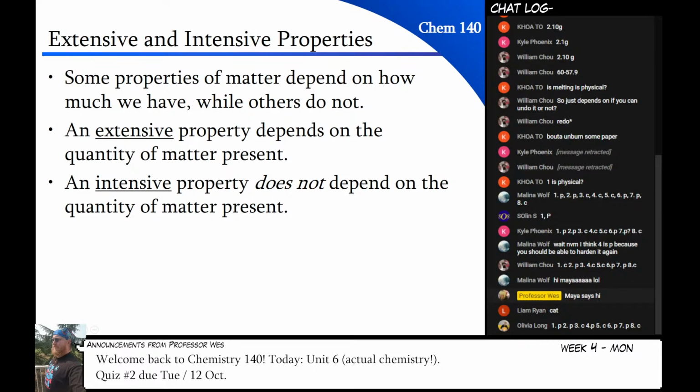We're going to use the term extensive to describe a term or property that does depend on the quantity of matter, whereas an intensive property does not depend on it. So something like weight or mass would be extensive, whereas color would be intensive. If I give you 1 liter of Kool-Aid versus 100 liters of Kool-Aid, and the Kool-Aid is the same concentration, they'll be the same color. The volume doesn't matter for the color.